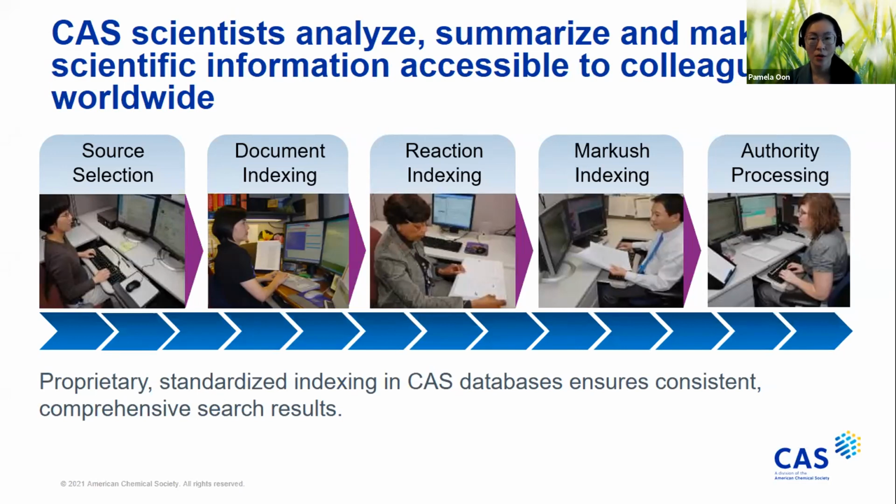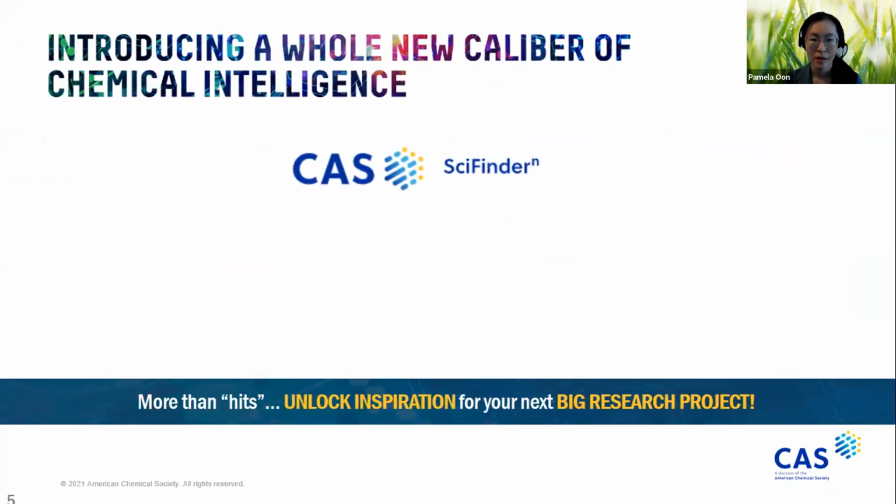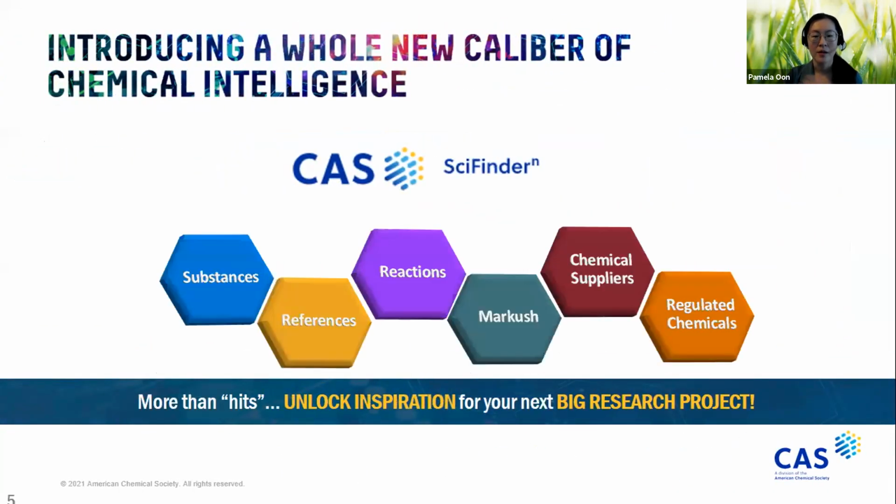In doing so, as a user, you are then able to do different types of search in SciFinder N. You can do a keyword search, you can do a structure search, you can even do a chemical reaction search. All right, so these are the different types of information you can find within SciFinder N. For the demonstration later on, we will focus on these three main types of searches.